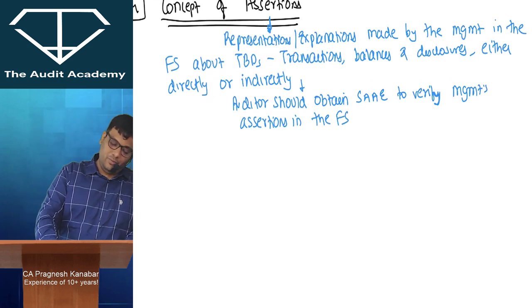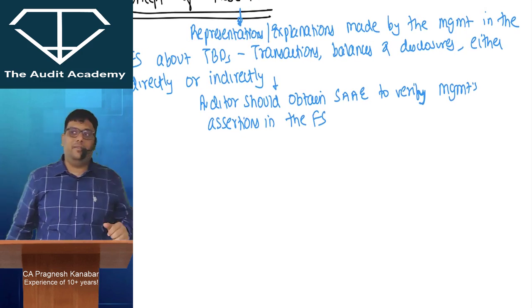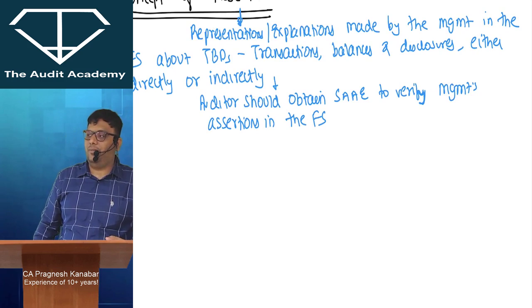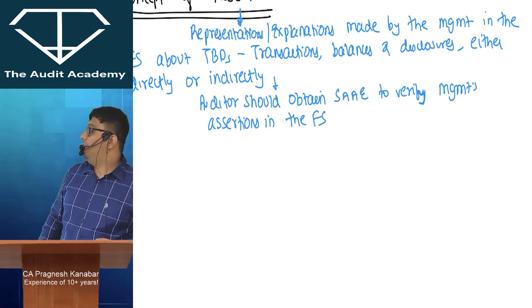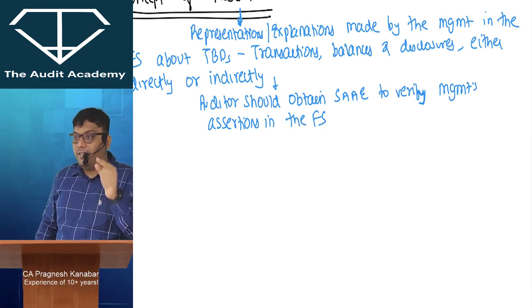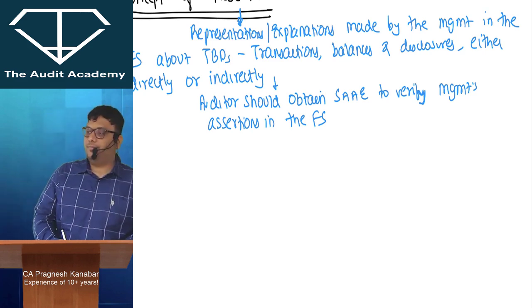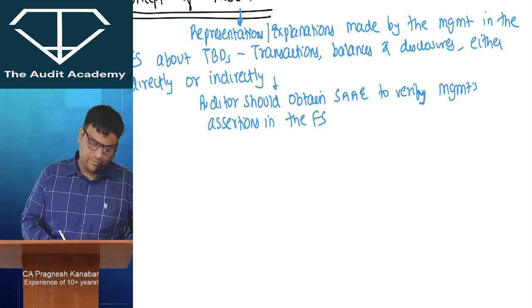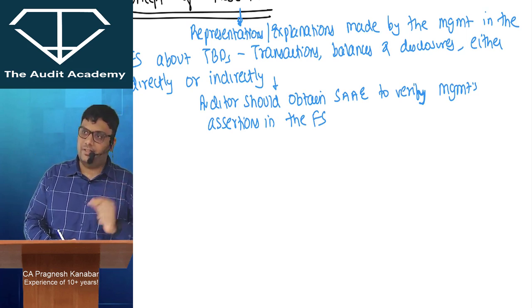You decide whether you want to be a kid or a legend. Kids will say, auditor should obtain sufficient and appropriate audit evidence to express an opinion on the financial statements. They will not go beyond that. You tell me that auditor should obtain sufficient and appropriate audit evidence to verify management's assertions in the financial statements. This is legendary attitude. One more time: auditor should obtain sufficient and appropriate audit evidence to verify management's assertions in the financial statements.